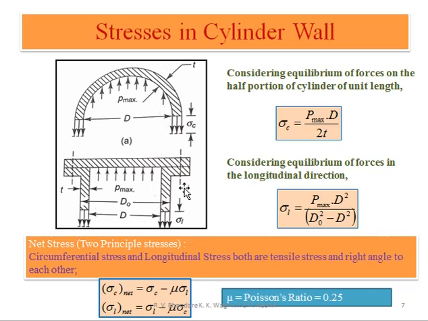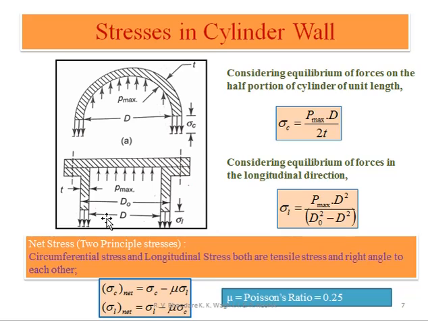Next is the longitudinal stress on the cylinder wall thickness. So for sigma L, again we equate the forces, the downward forces with the upward forces. Here the upward force is the P max, which will try to separate the component, and sigma L is the downward component. For P max, again it is a circular area, so we consider the inner diameter. Here the inner diameter is D, so P into D square.